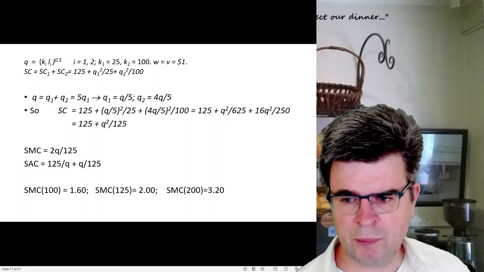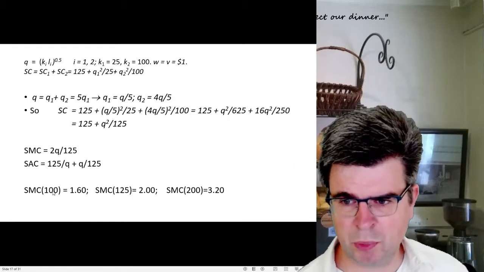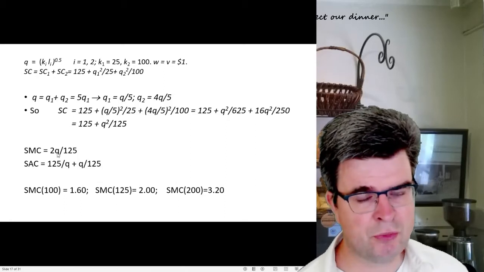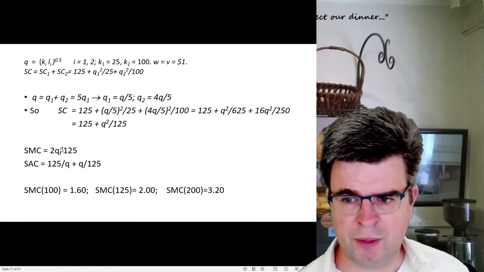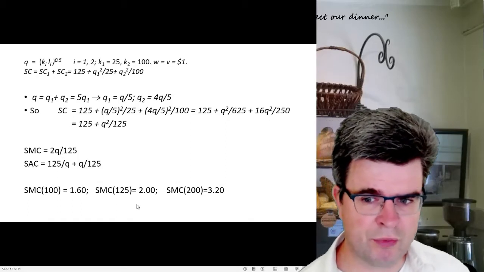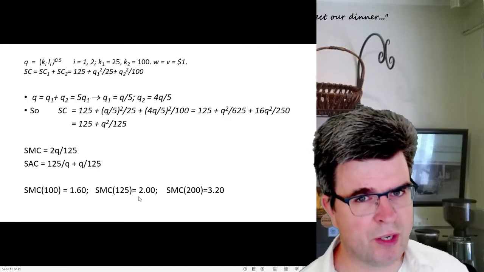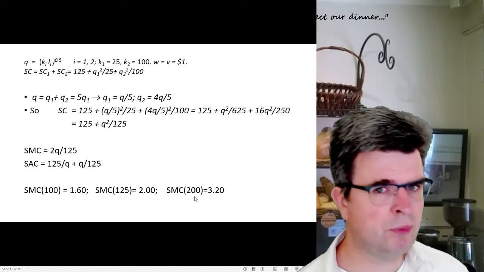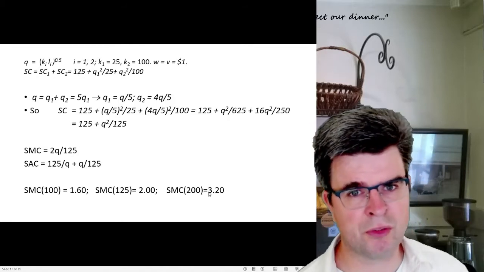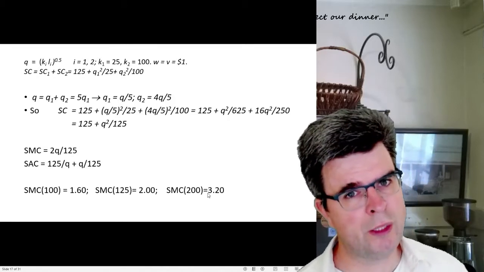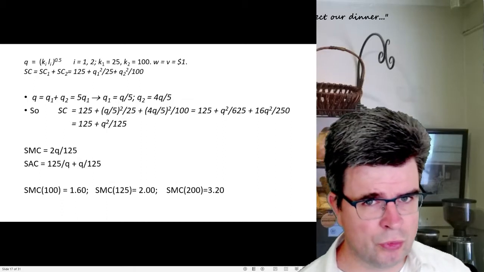And then the short run marginal cost at the specific output of 100 widgets. Now we just plug in the 100 in the expression over here. We get 200 divided by 125, which is $1.60. If we instead plug in the value 125, we get a short run marginal cost of production at the 125th widget of $2. And if we insert the value of output 200, we get a short run marginal cost of $3.20.